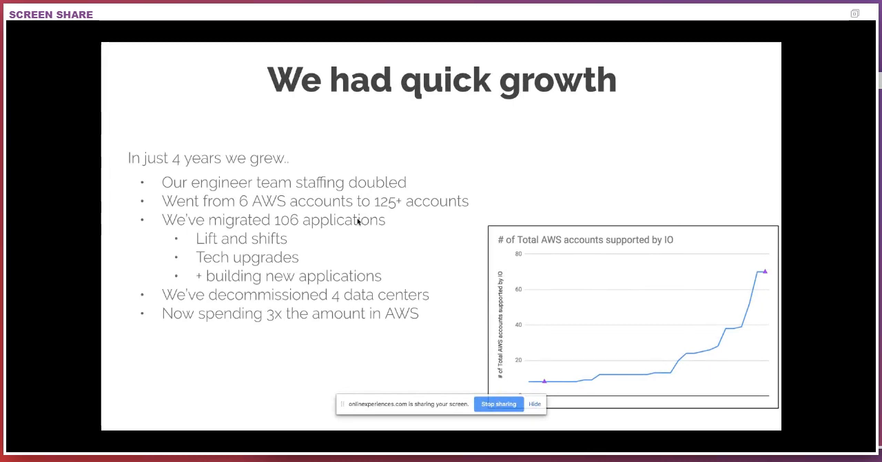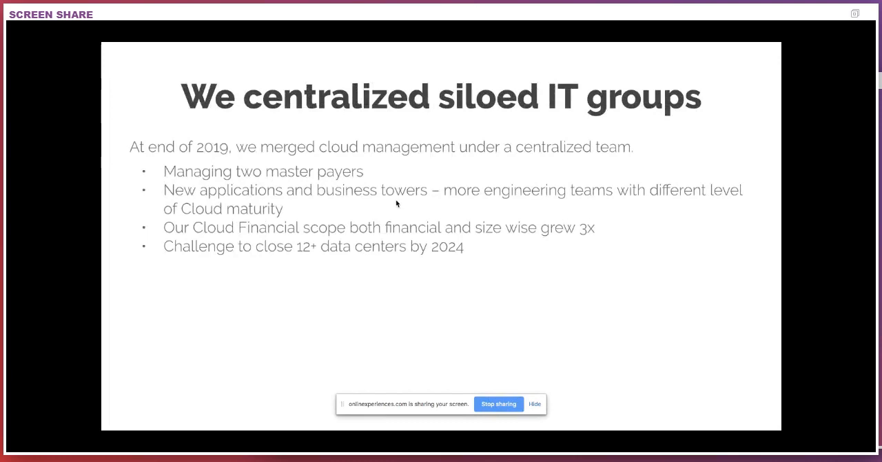And then about 6 months ago, we faced another challenge where we merged our entire cloud management under a centralized team. So instead of having different siloed IT groups, it became one cloud management organization. So now we're dealing with difficult challenges of managing 2 master payers. We had many applications, different business owners, and more engineering teams, regionally based in different areas with different levels of cloud maturity. Our cloud financial scope again grew almost 3 times more than where we were even 6 months ago. And we've been challenged to close about 12 data centers by 2020.